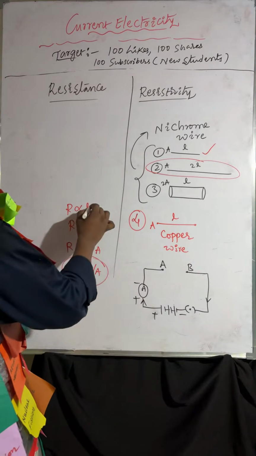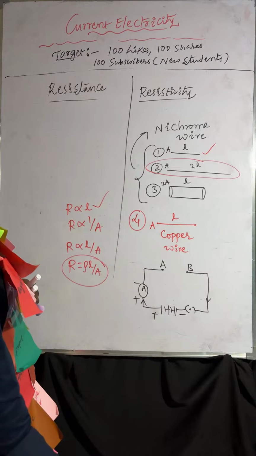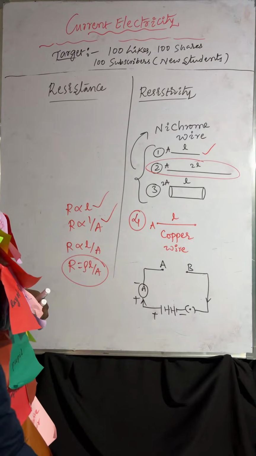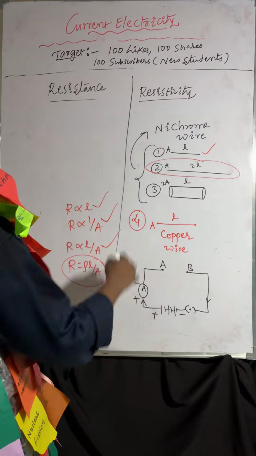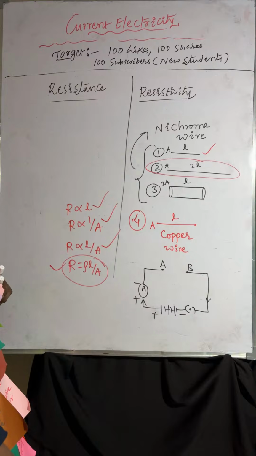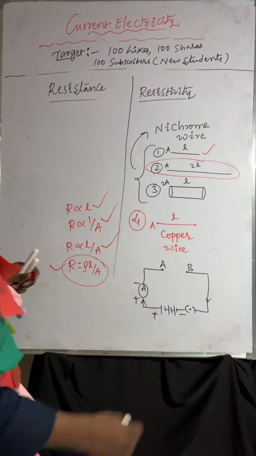Understood or not? So resistance is directly proportional to length of the conductor. Resistance is inversely proportional to area of the cross section. Resistance is directly proportional to L by A. R equal to rho into L by A.